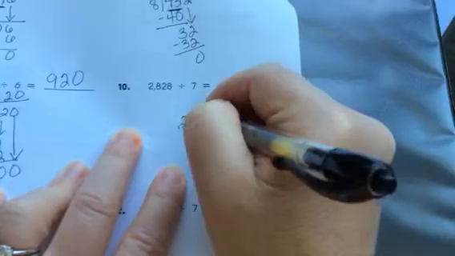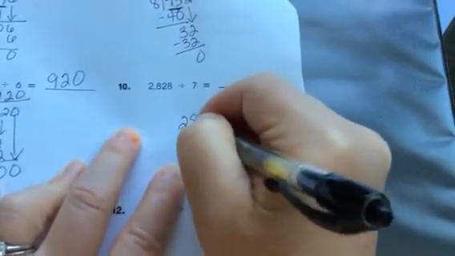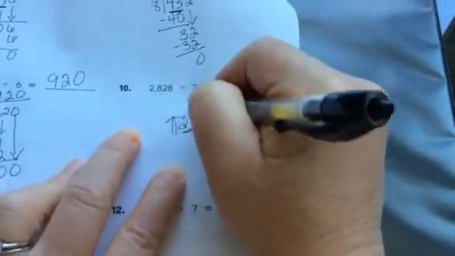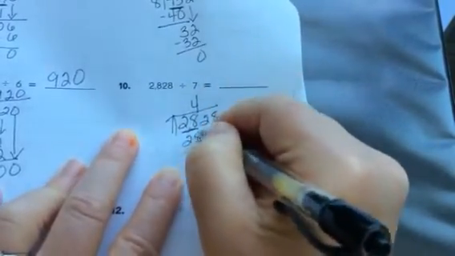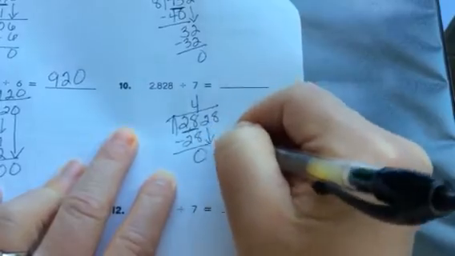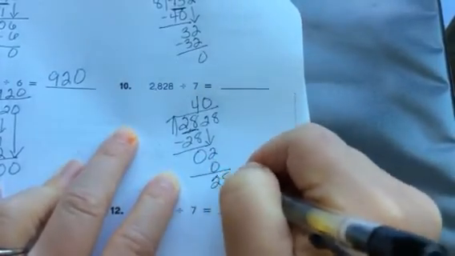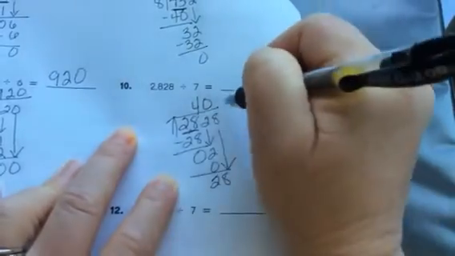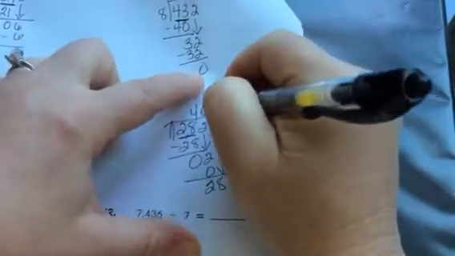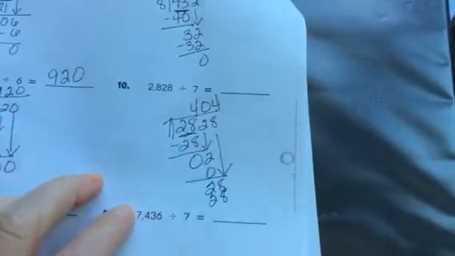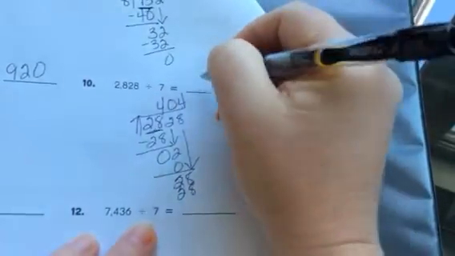Even this one, you guys should be able to look at and figure it out. 7 goes into 28 4 times. Getting crossways. Anyway, so it is 404.